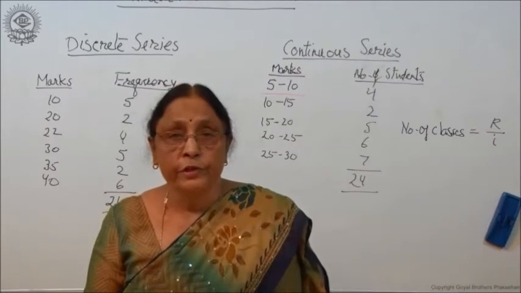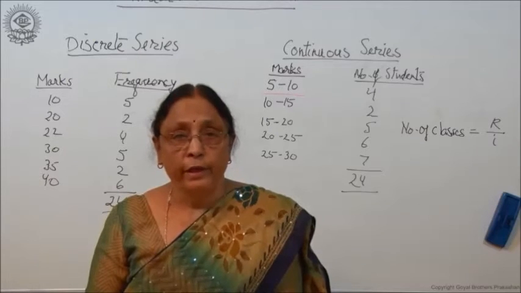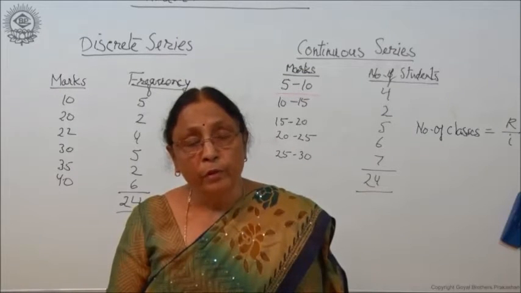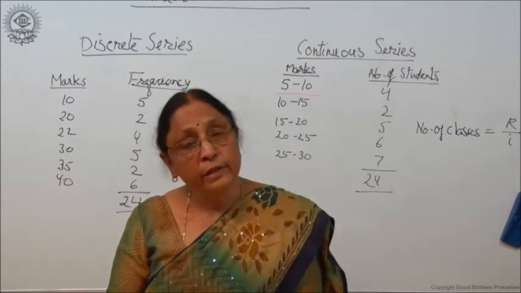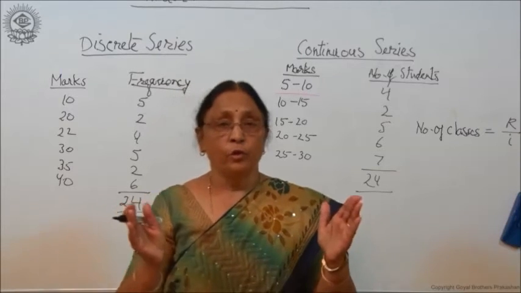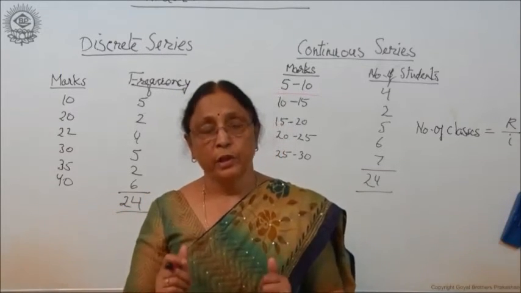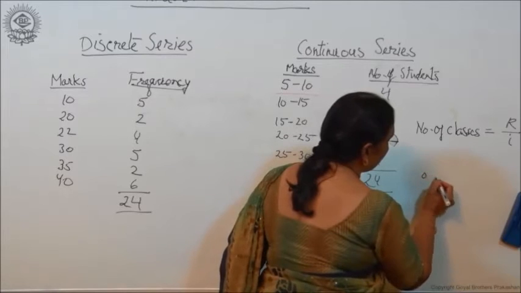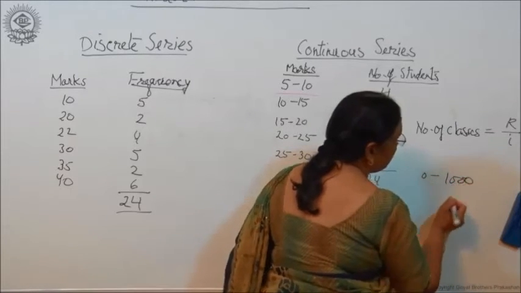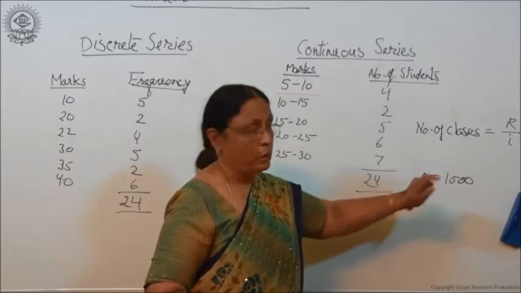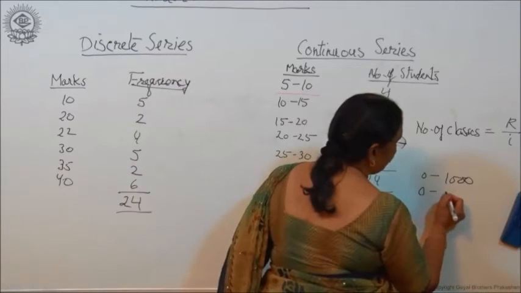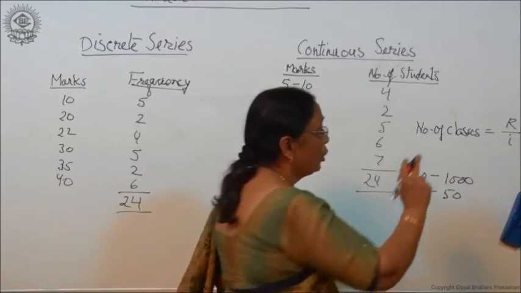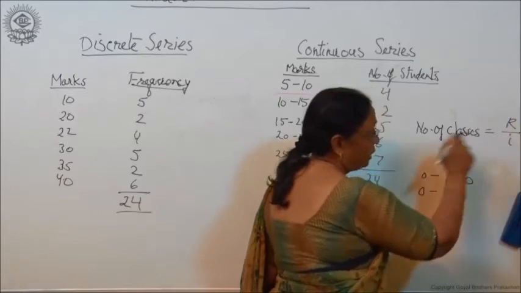R is the range. That means what is the range of data, and how do we decide the range? This is the minimum, the lowest data, and on the other side the highest data. The difference between the lowest and highest data gives you the range. Suppose you have collected data ranging between 0 to 1,000. In this case your range is 1,000. If it is ranging between 0 to 50, here the range is only 50. So accordingly, whatever is the range, you take the class interval.